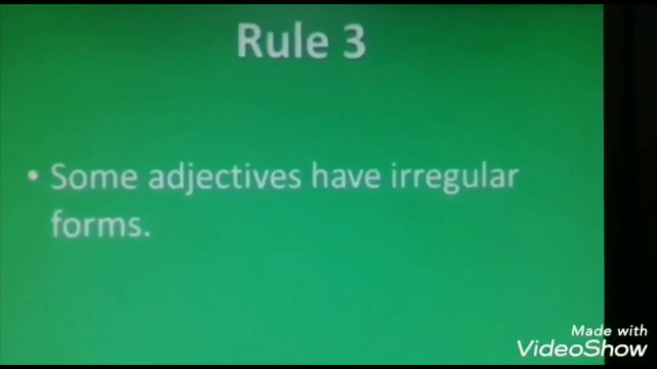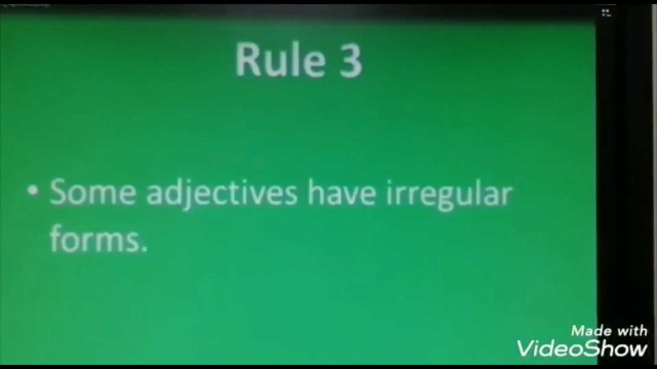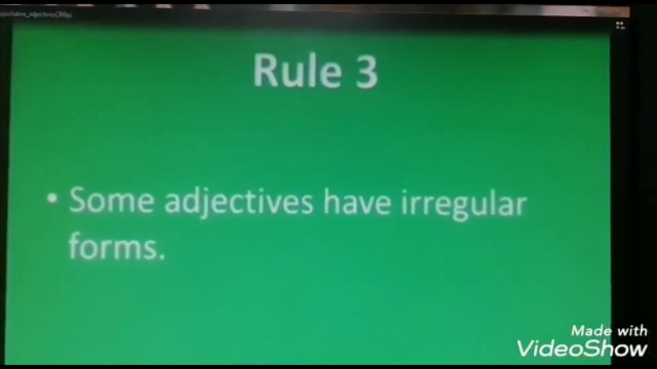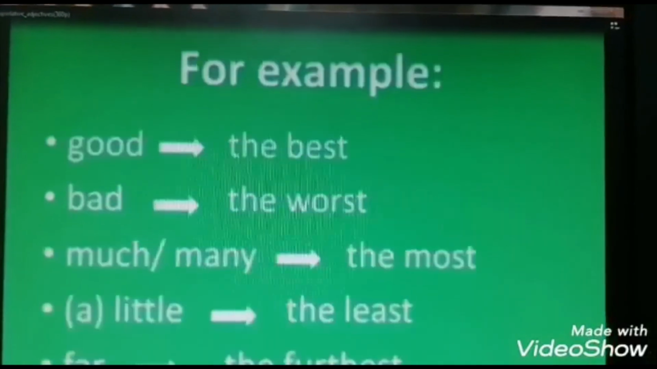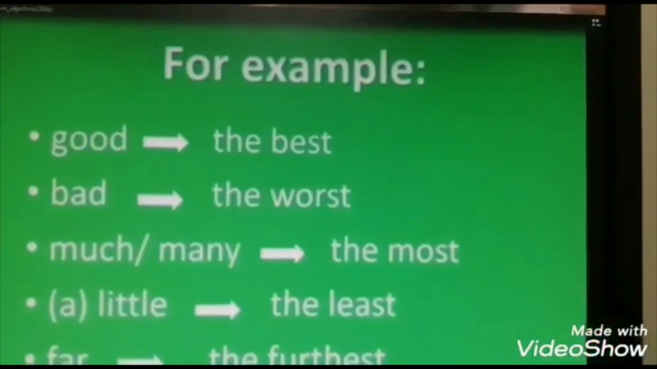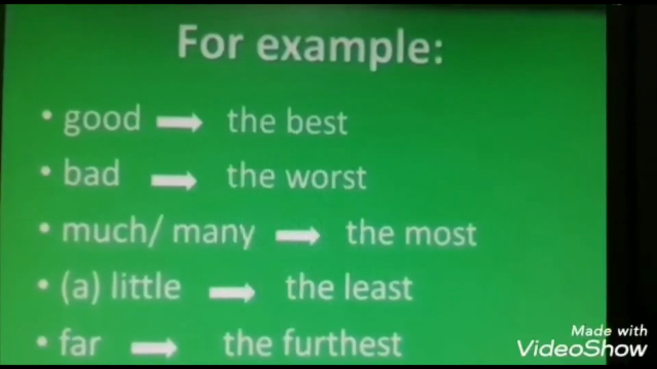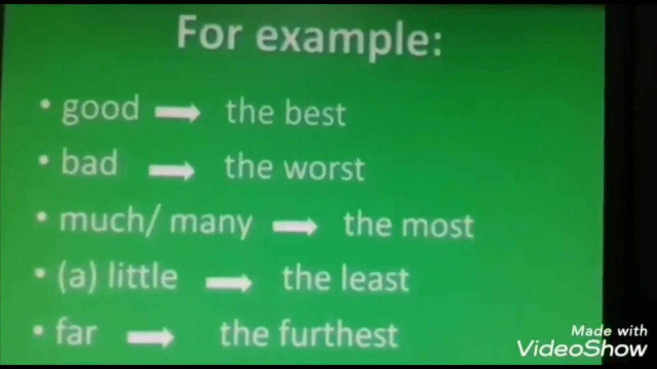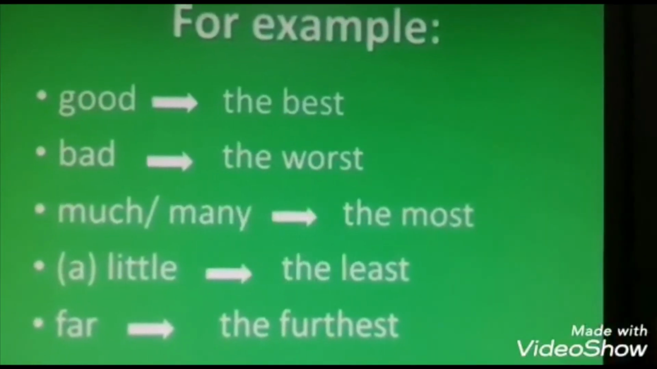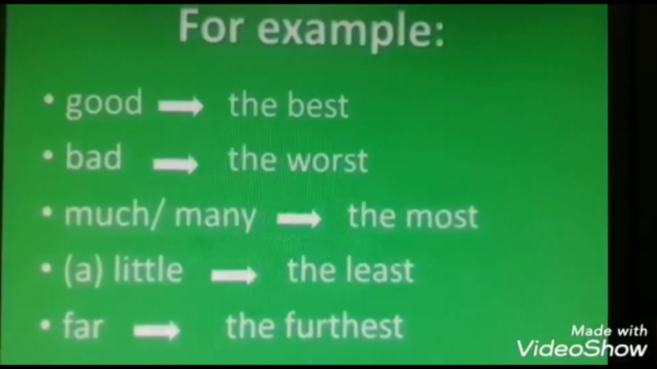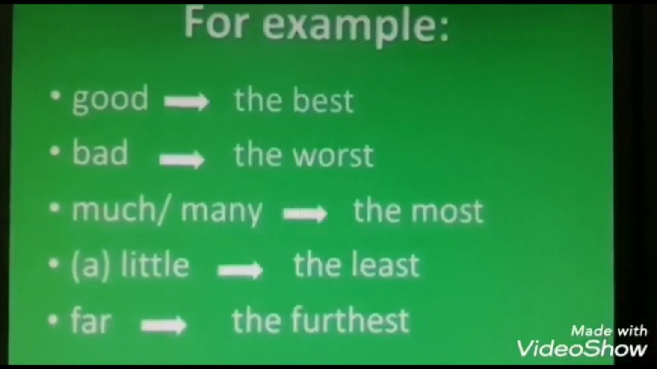Rule number 3: some adjectives have irregular forms. Let's have a look at these adjective forms. Good will change into the best. Bad will change into the worst. Much, many will change into the most. A little will change into the least. And far will change into the furthest.